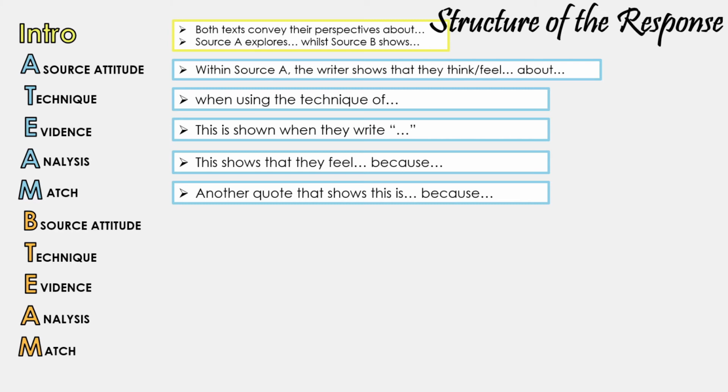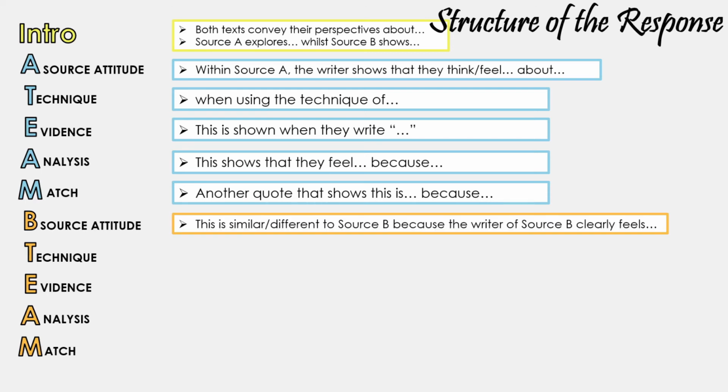Now if done right, this should mean that your answer contains a lot of analysis where you explain how certain words, phrases, techniques or devices indicate how the writer feels about a certain subject. And then we move on to source B. What is the attitude of the writer of source B? And most importantly, how is it similar or different to the writer of source A? Remember, the main focus of this question is to compare when analysing, so frequent comparisons between sources will work well.